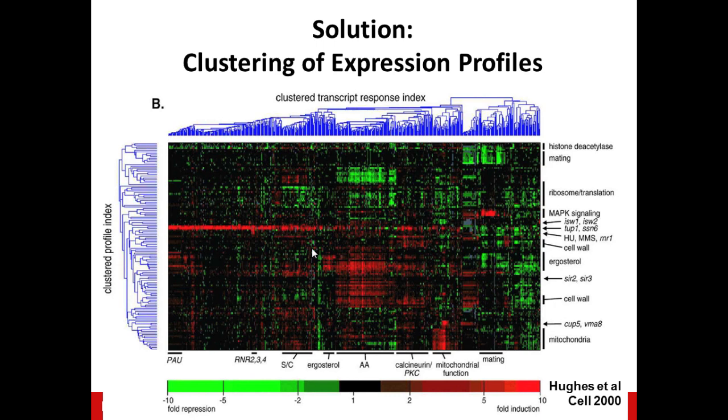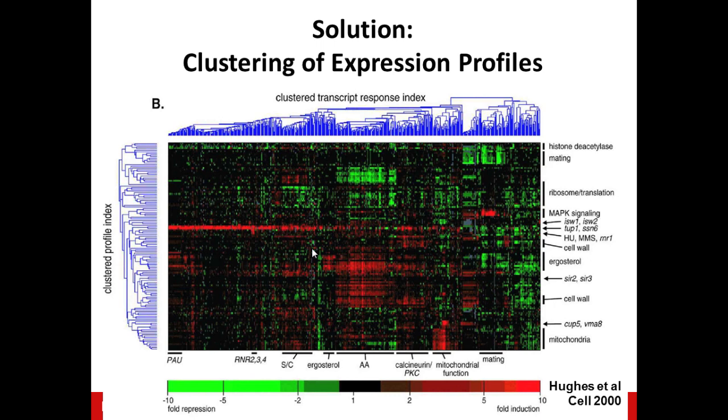I mentioned before Tim Hughes and his work in developing inkjet arrays. Well, the other thing that he was involved in was applying them to the first major application. What he chose to do was to take all of the yeast knockouts that he could get his hands on and run a microarray on each. Then he said, let's cluster this data.